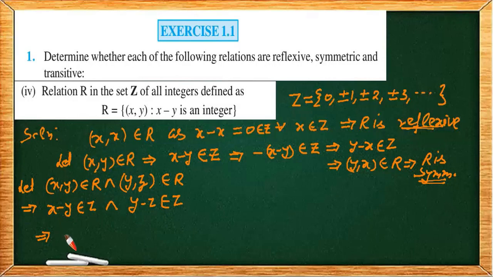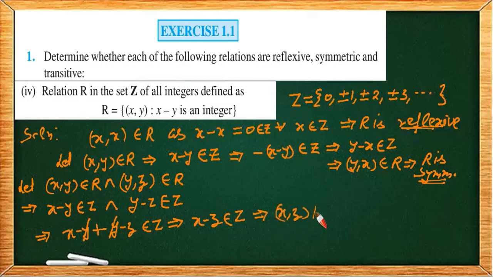So we take these two: we consider x minus y plus y minus z. Because two integers are added, the result will also be an integer, either positive or negative, doesn't matter. So this y cancels, which implies x minus z is an integer. So xz belongs to R.